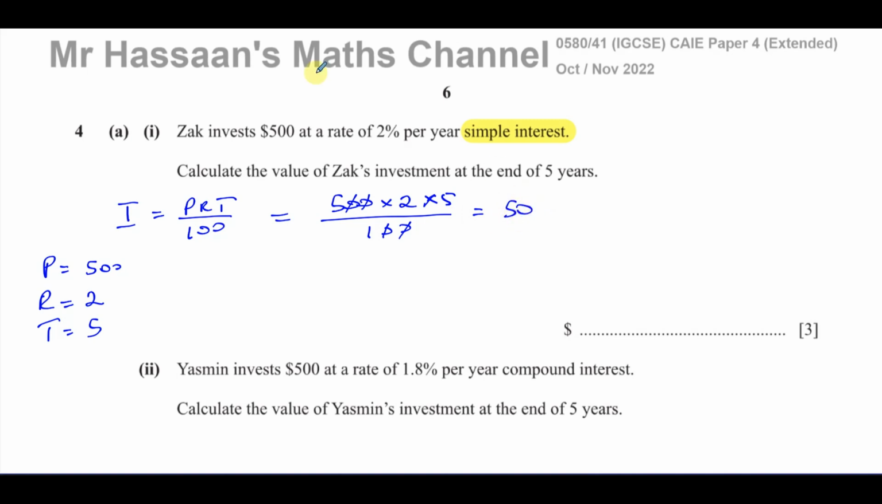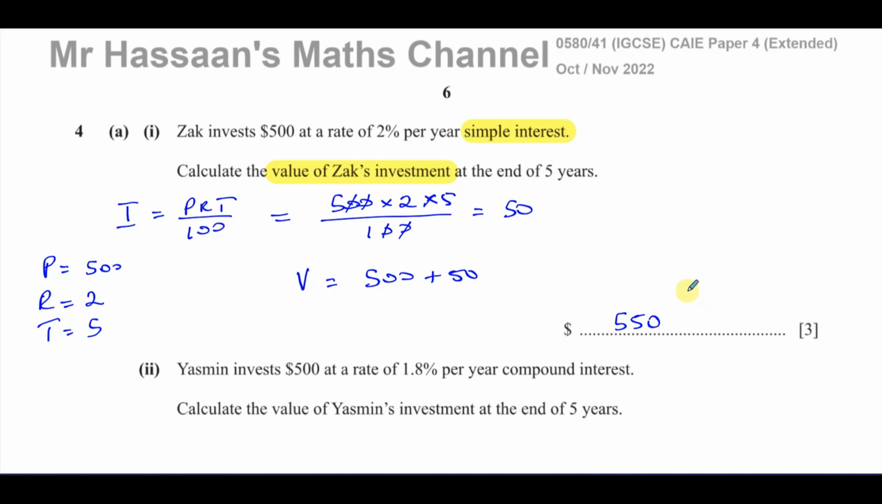Now they're asking us to find the value of his investment. The total value of his investment is going to be his original amount that he had in the account plus the extra amount that was accrued with the interest. So you're left with $550. So that is the answer to part 1.